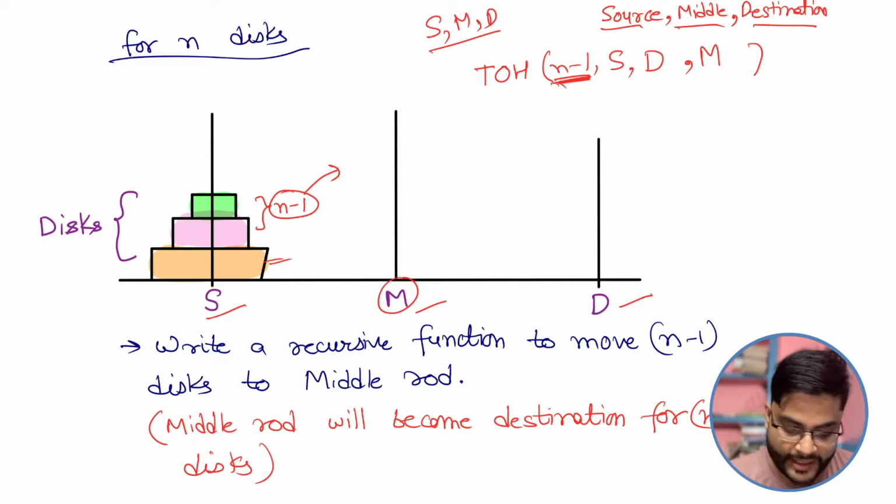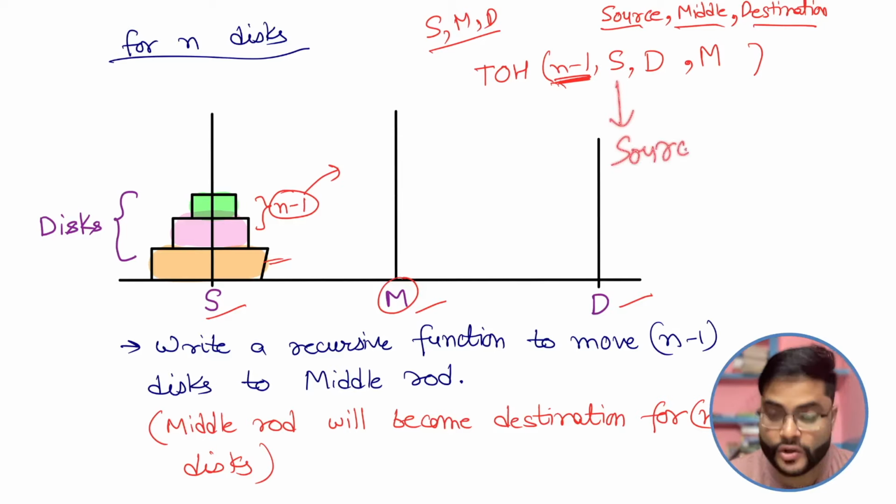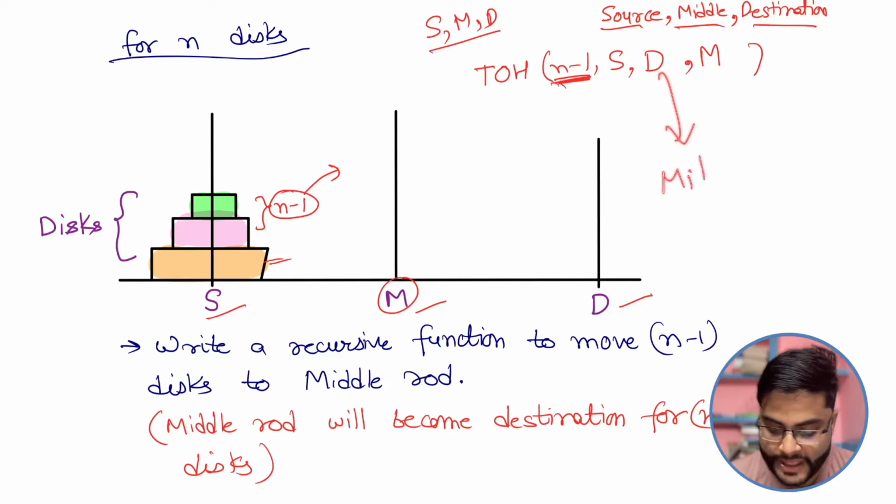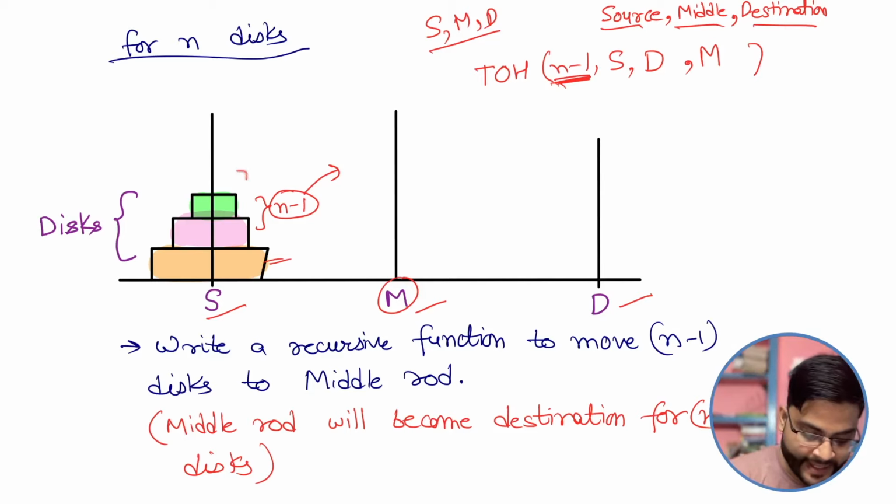Again, I am repeating: my first parameter will be my source rod, my second parameter will be my middle rod, and my third parameter will be my destination rod. I want to move my n-1 disks from source to middle, so that's why the middle acts as the destination rod for these n-1 disks. So this is our first recursive call. I hope you understood it.